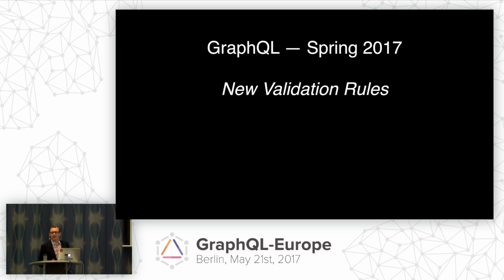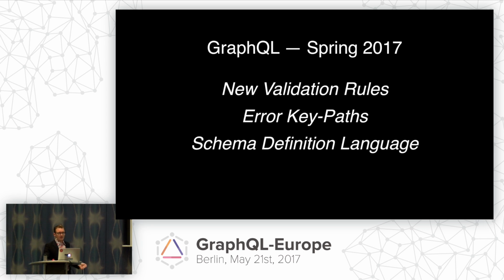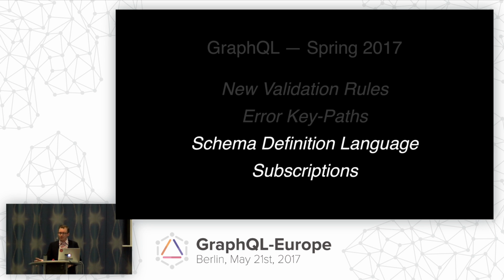There's a handful of new validation rules. There are error key paths, which is really great for answering some of those questions about handling errors. There's the schema definition language, and there's GraphQL subscriptions. So today I want to focus on 2 of these, the schema language and subscriptions. Both of these have actually been in operation at Facebook for years now, and both have evolved a lot with feedback and collaboration, both from our teams at Facebook and in the whole GraphQL community.